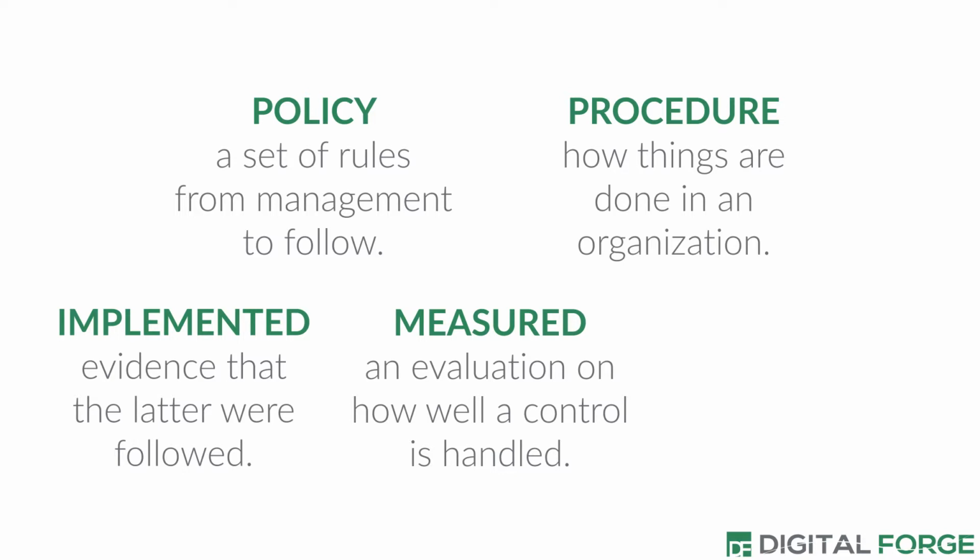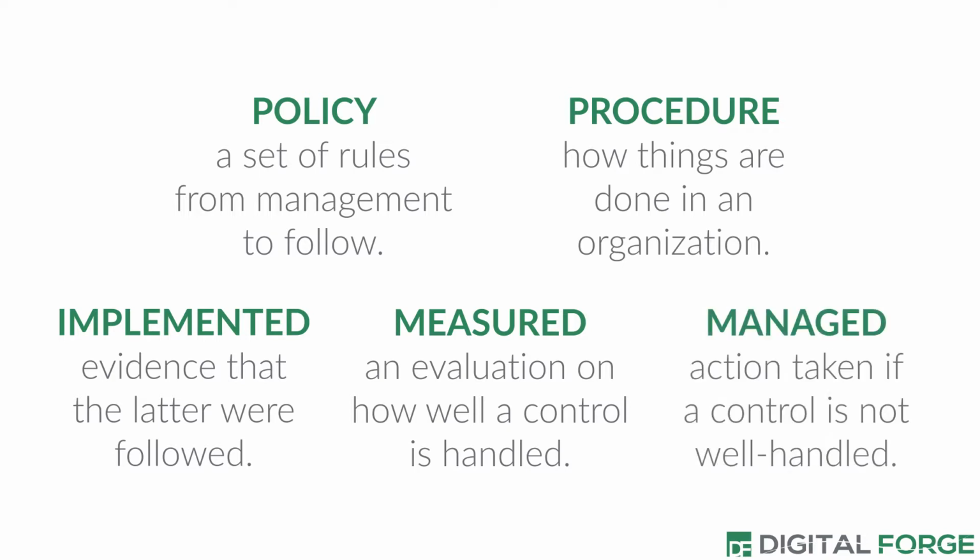Measured is evaluating how effective or how well a control is handled, including both a one-time measurement and a metric of compared measurements. Managed includes actions taken if a control is not effectively handled, and how improvement is conducted, which could include corrective action planning and remediation processes.